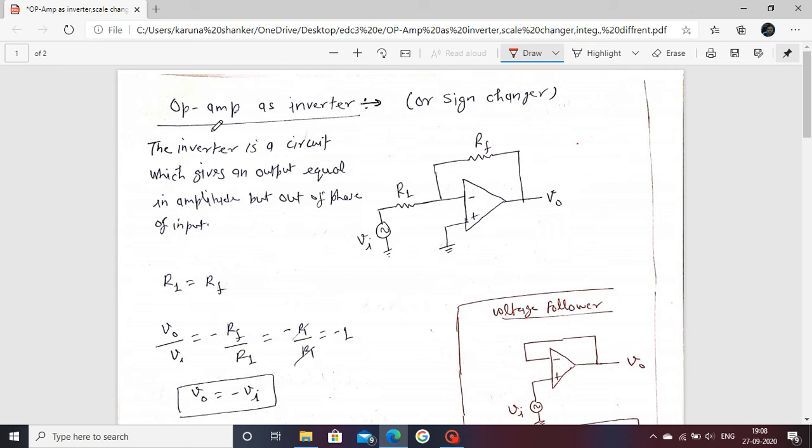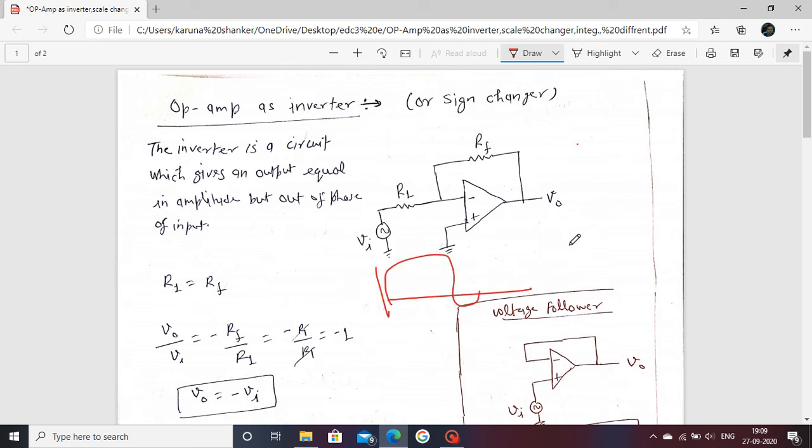In a similar way, this is also op-amp as an inverter. This means whatever input is applied here, the output comes out of phase. Suppose this input is applied, now the output comes just opposite, 180 degrees out of phase. Here whatever the input is, the same input amplitude also comes on the output side.